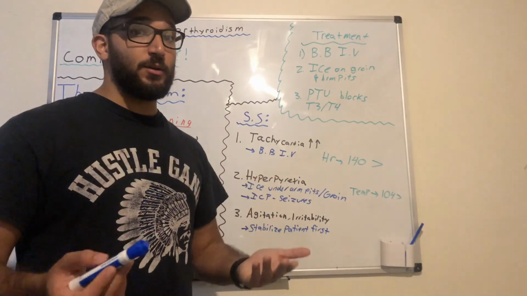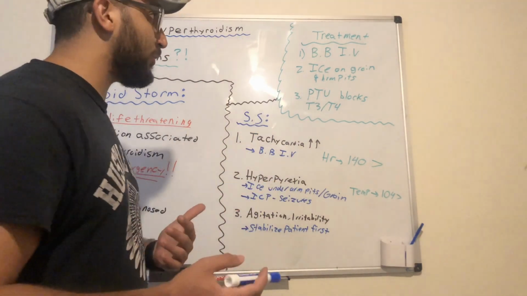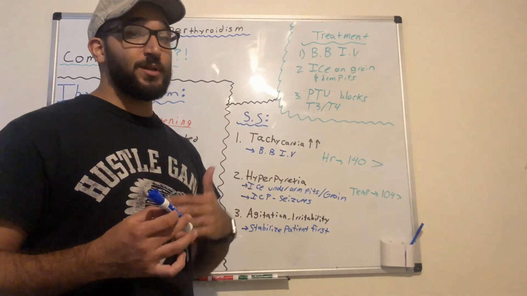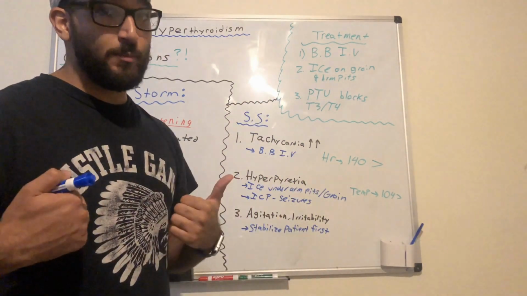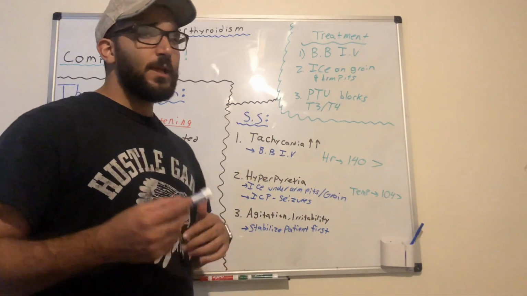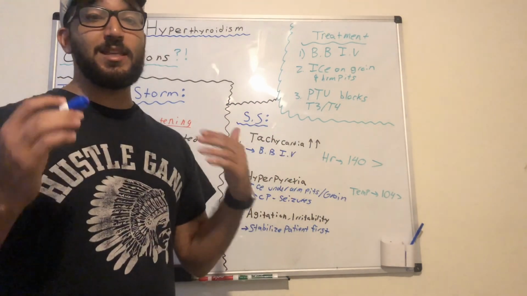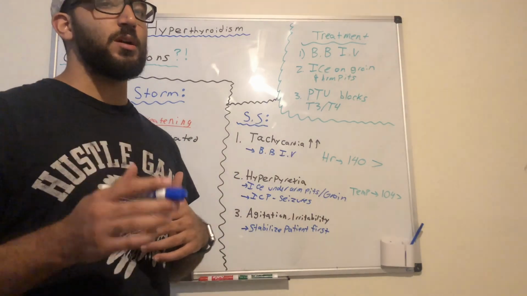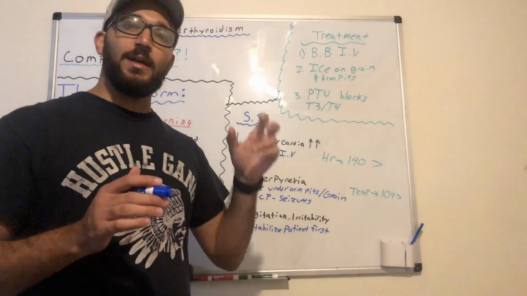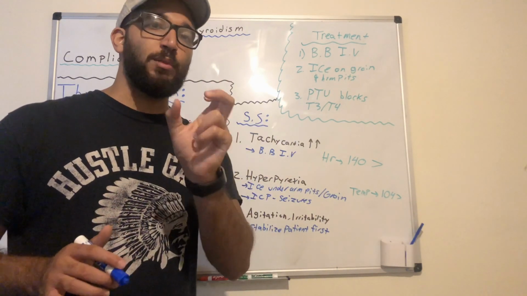So beta blocker, IV, using the IV route is very important to bring down that heart rate. Ice on the groin and the armpits is going to send a message to the hypothalamus, as we mentioned. And we need to block that T3, T4. So there is a medication called propylthiouracil, also known as PTU. Its mechanism of action is to block T3, T4.